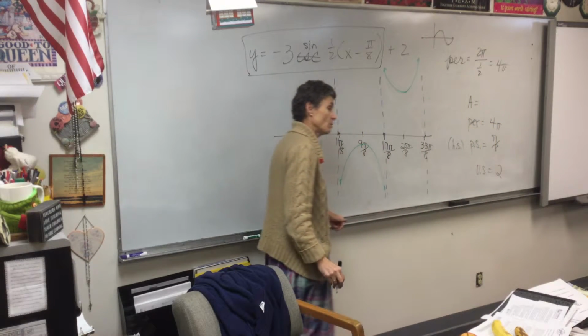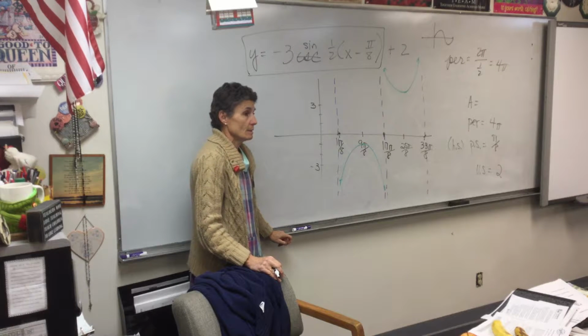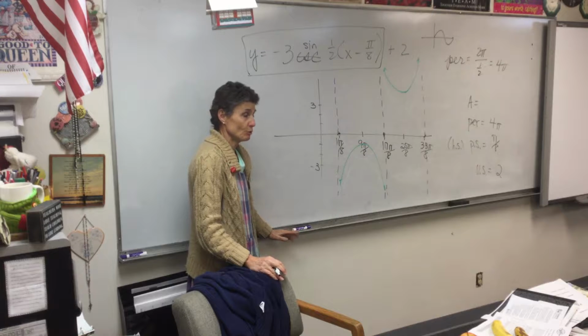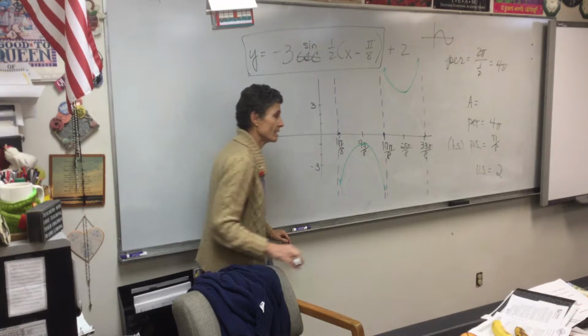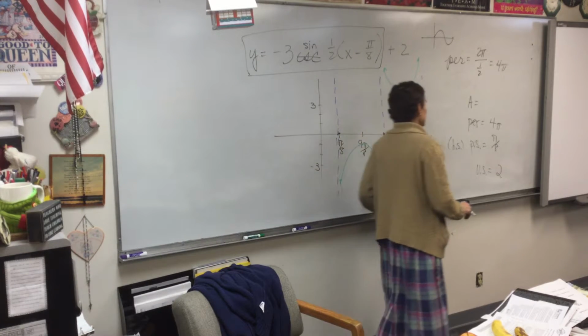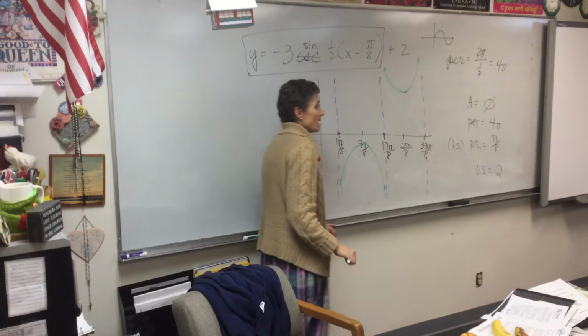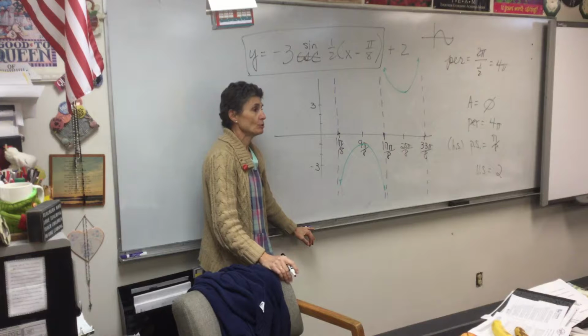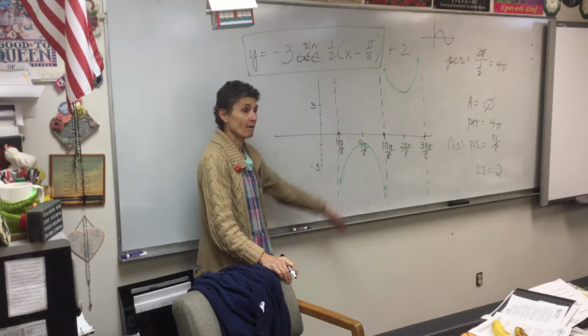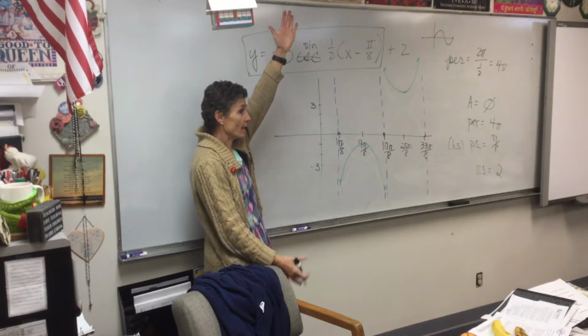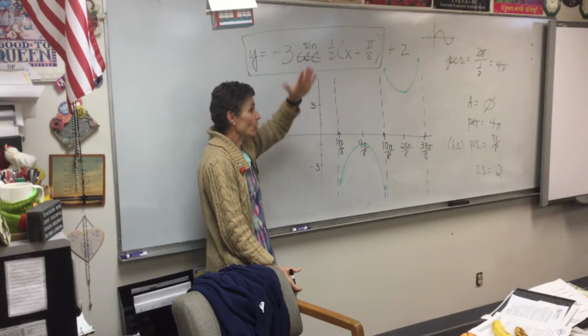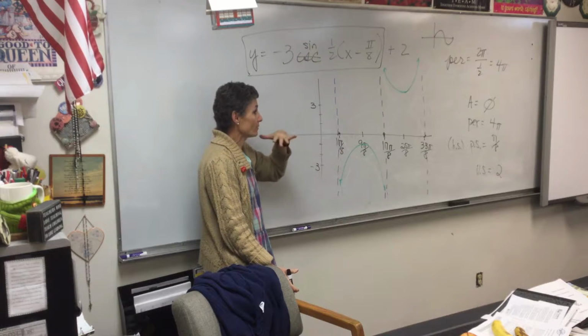Now here comes the tricky one. I know what you want to put down for amplitude. I do too, everybody does, but you can't. The secant and cosecant have no amplitude. And they have no amplitude because they don't have a top or a bottom. They go forever and ever and ever.